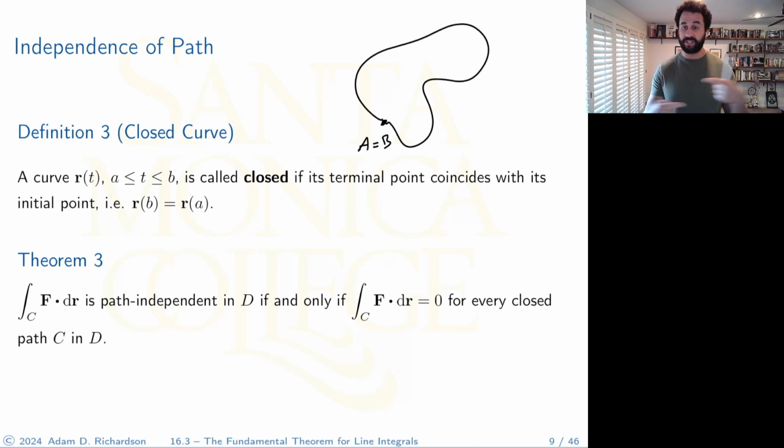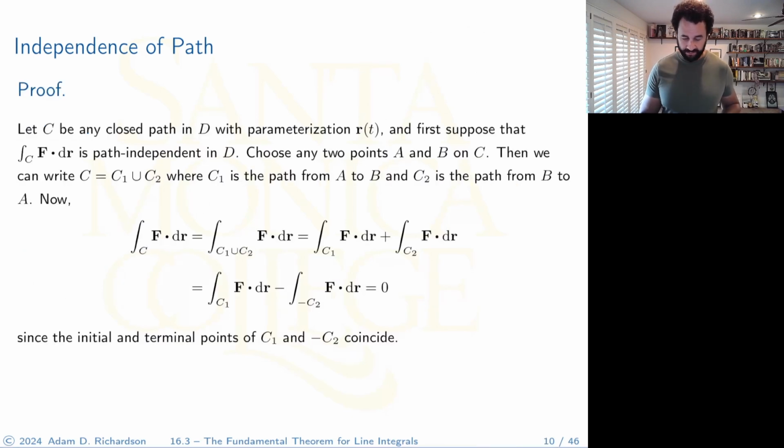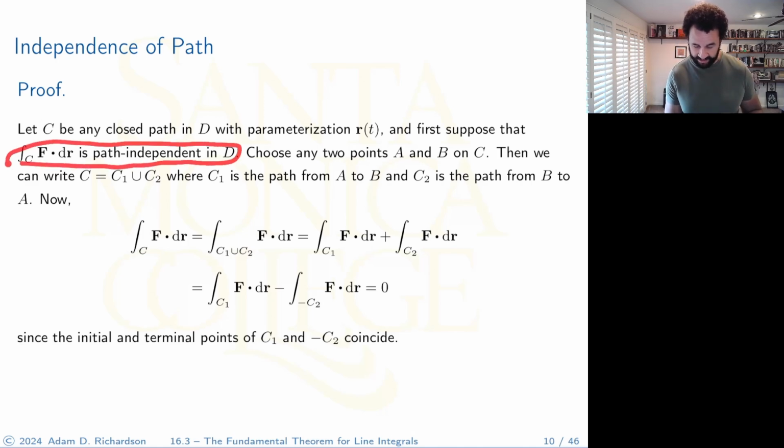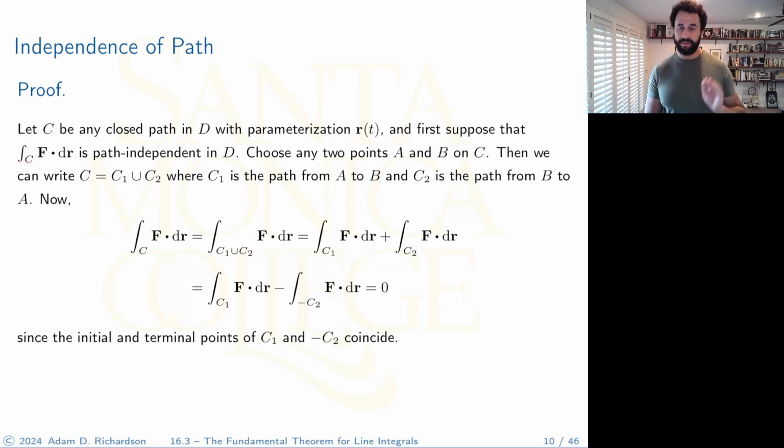And we're going to do both directions separately. So here's the first direction. Let C be any closed path in D. We can parameterize it by r(t). And the first thing we're going to suppose is that our integral is path independent in D. So we're assuming path independence first. And then we're going to show that if you integrate over a closed curve, you're going to get 0. All right, so choose any two points A and B on a curve C.